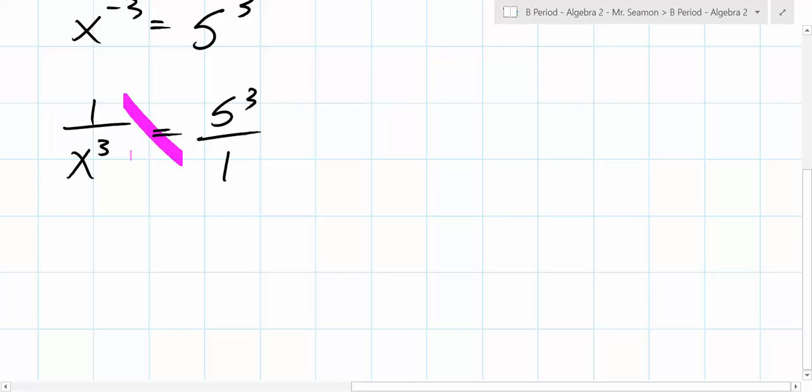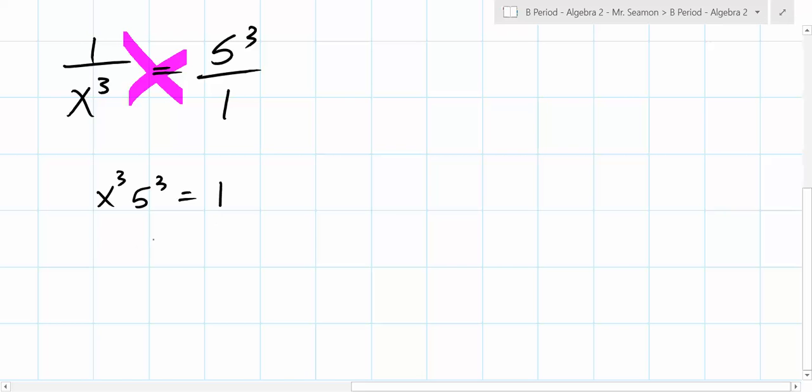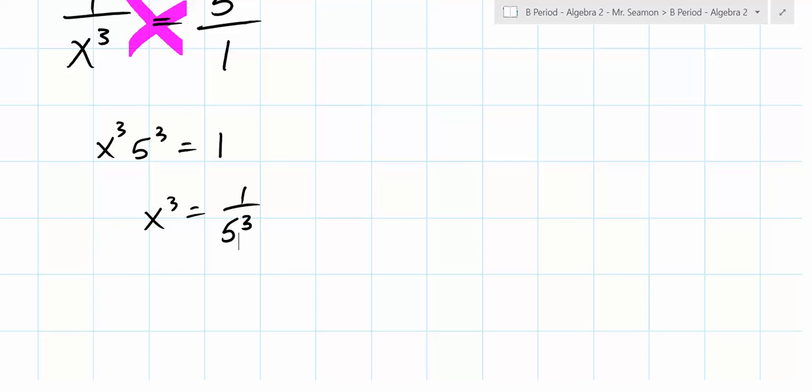Well, you could just do this if you wanted to. So you get, what do you get? 1 over x to the third, 5 to the third is equal to what? 1. So what are you trying to isolate, 5 or x? X. So you get x to the third is equal to 1 over 5 to the third. How do you get rid of a cube? Cube root it. You take the cube root.